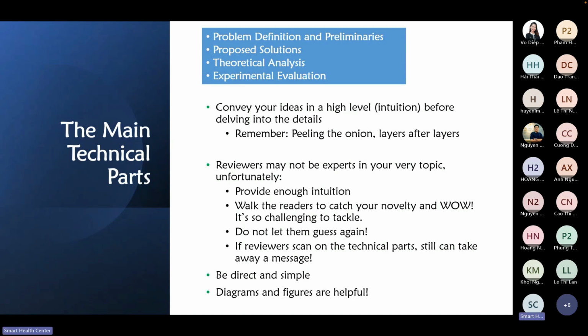All right, so here, if you have a very complex solution, think of a way to draw some diagram or some figures. It could be very helpful for them to understand, right? So I will show some papers a little bit later for you to see how this works.